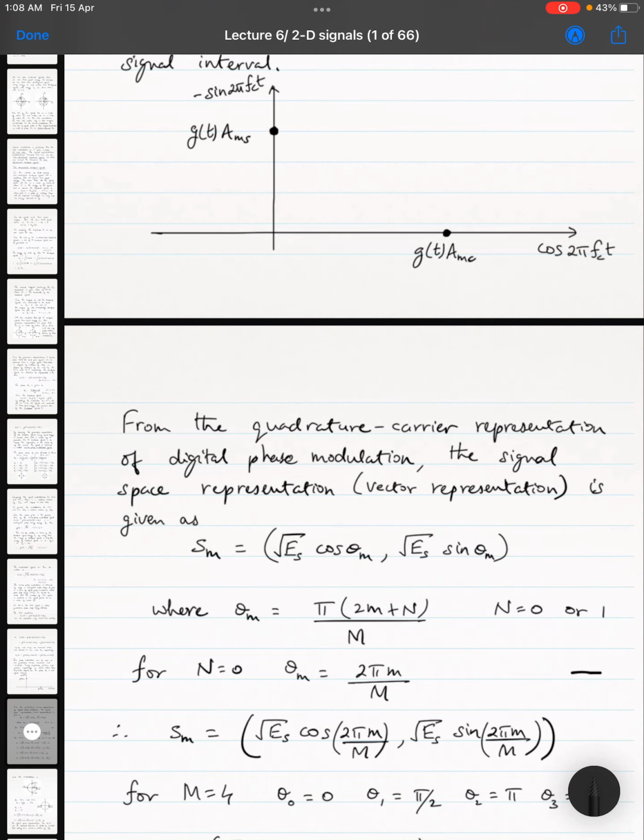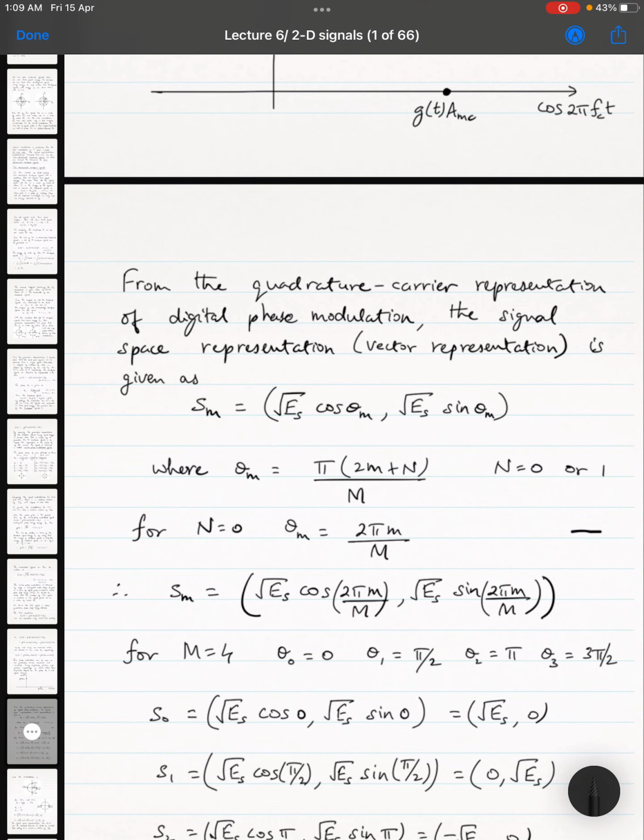The original energy is root ES, and it is getting multiplied with a factor cosine theta m, which we call AMC, because g of t after modulation will have an energy of ES, so its norm will be root ES, and that gets multiplied with AMC, which is nothing but cosine theta m. Similarly, the other component on the minus sine will have a multiplying factor of sine theta m, which is AMS. So the vector notation in the two-dimensional space will have, for each of the signals S1, S2, S3, and so on, the original energy root ES, which is equal for all these signals, multiplied by cosine theta m and sine theta m, depending on the angle theta m itself.